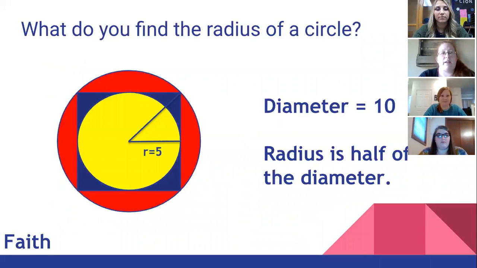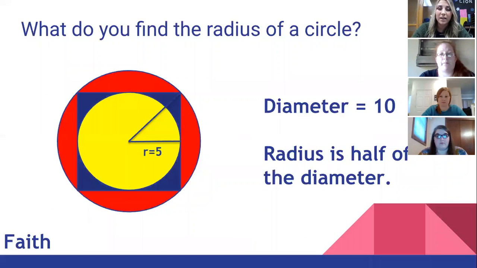Hey, Faith, how do you find the radius of a circle? Okay, to find the radius of the circle, like we used on our previous question, you first have to find the diameter. Well, in the given equation, it told us that the diameter was 10. To find the radius, it's not really a formula. You just take half of the diameter.